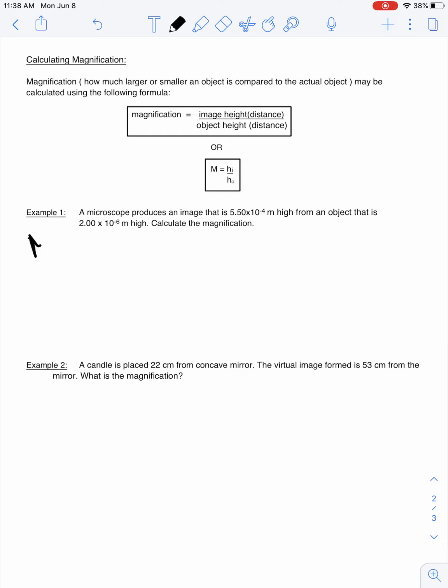What we have is three variables here: magnification, height of the image, and height of the object. We have a microscope that produces an image that is 5.50 times 10 to the negative 4 meters high. So that is the image height, 5.50 times 10 to the negative 4 meters.